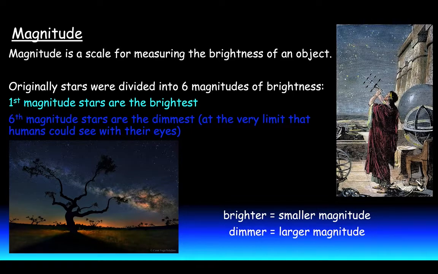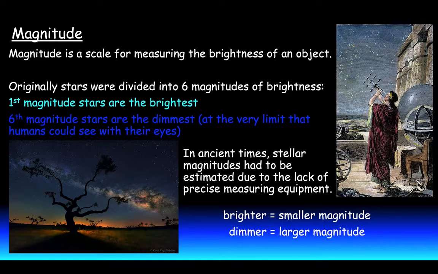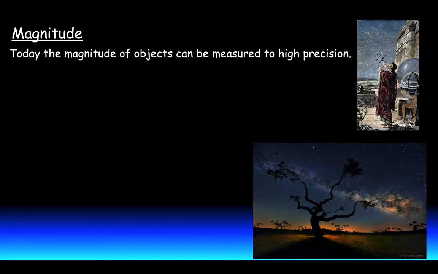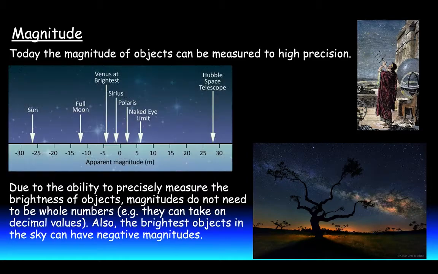Now, this magnitude scale is in a way inverted. A brighter object will have a smaller magnitude, a dimmer object will have a larger magnitude. So it's kind of like golf, where the lower number is brighter in a way of thinking. In ancient times, due to a lack of precise measuring equipment, due to a lack of technology, magnitude pretty much had to be guesstimated. But today, because we have technology that could photograph objects, collect light from distant objects, and be very precise in how it measures things, magnitude can be measured to a relatively high degree of precision.